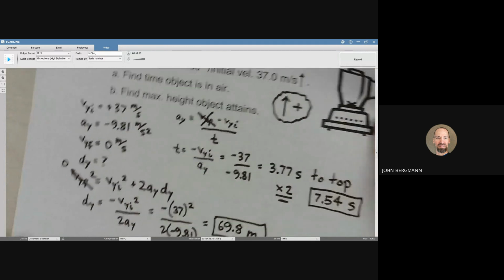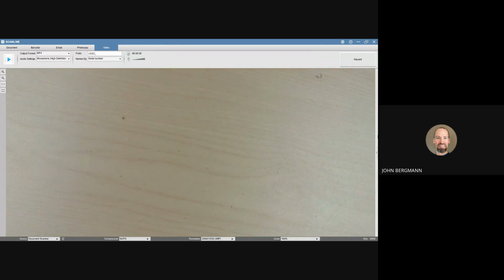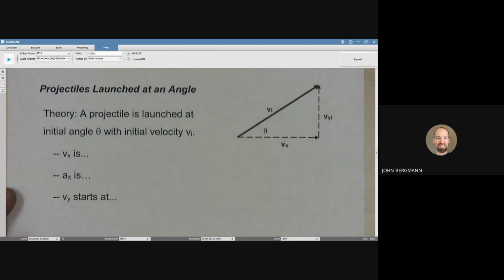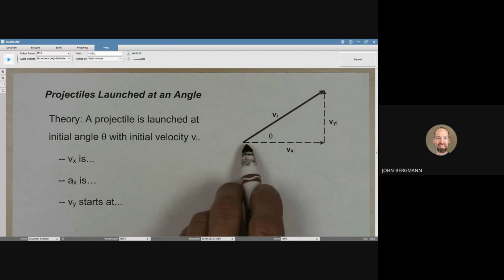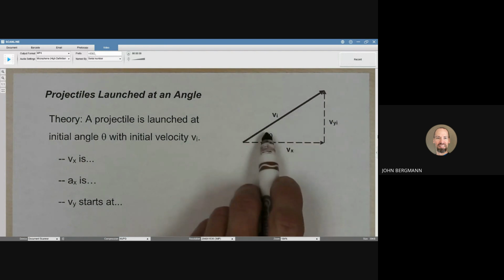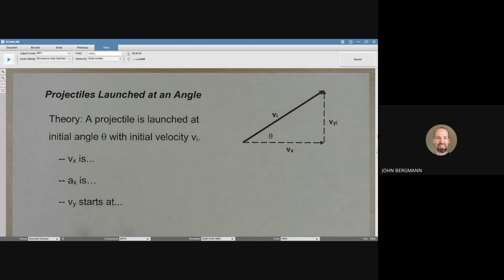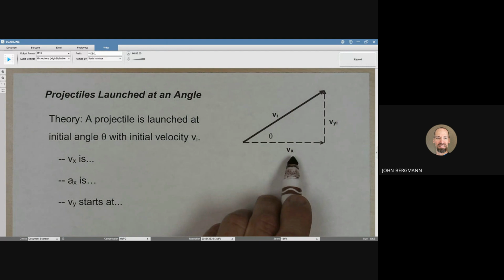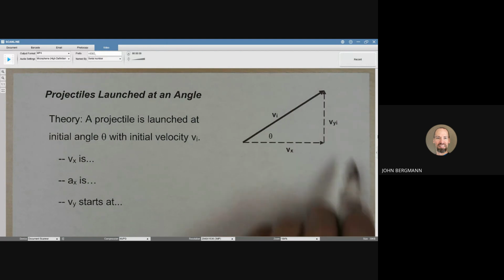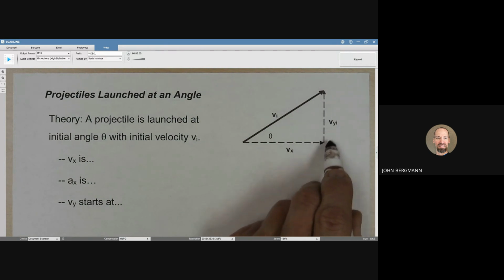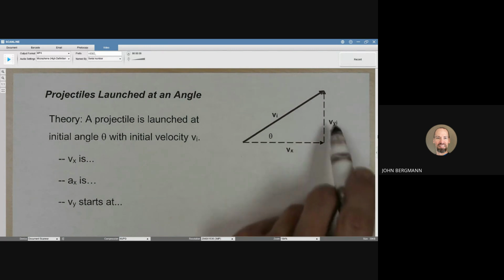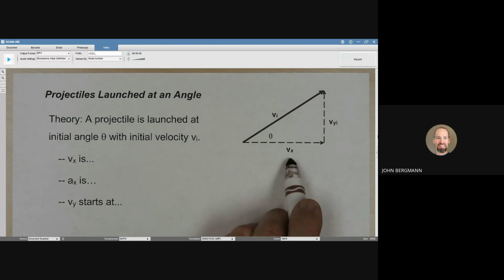We're now going to move ahead to what about when you start launching projectiles at an angle. So here's our initial launch velocity. We're going to launch it, in this case, above horizontal. It's going to have a Vx component. It's going to have an initial Vy component. We say initial Vy because this component is going to constantly be changing because of the acceleration due to gravity. Vx is constant, and it's going to stay the same the whole time.